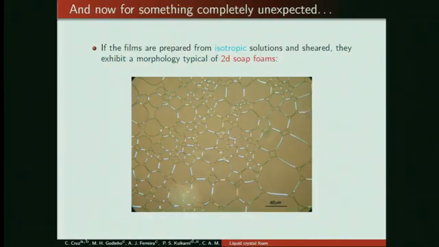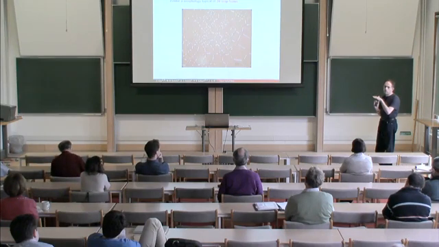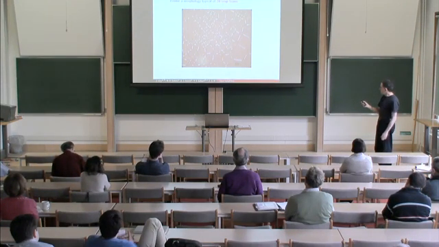If you prepare them in the right way, what you see under the microscope is something like this. That is, they look like a 2D foam. We're talking films of 10 to 20 microns thickness, and because of the chemical nature of these compounds, remember this is a sandwich of a liquid crystal film between 2 glass plates, and anchoring at the plates is homeotropic.